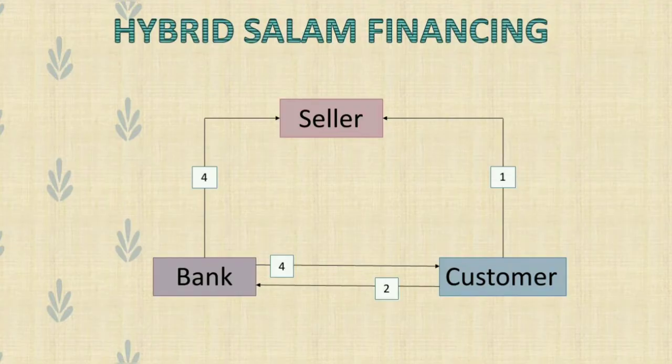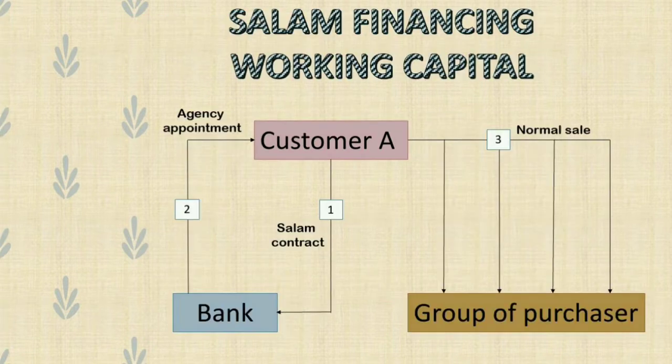Hybrid Salam financing: seller, bank, customer. The bank will advance cash to the farmer on the conclusion of the contract of delivery of crop during the harvest period. In the original mode of Salam financing, the bank will receive commodity from the farmer or client and not money. Salam financial working capital: customer A, bank, group of purchaser.